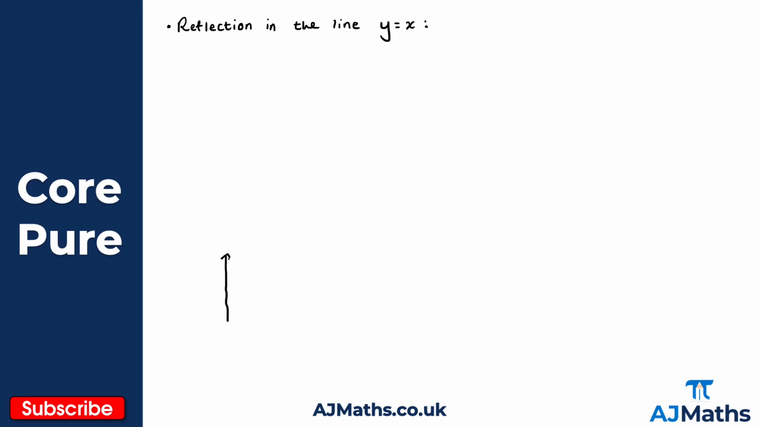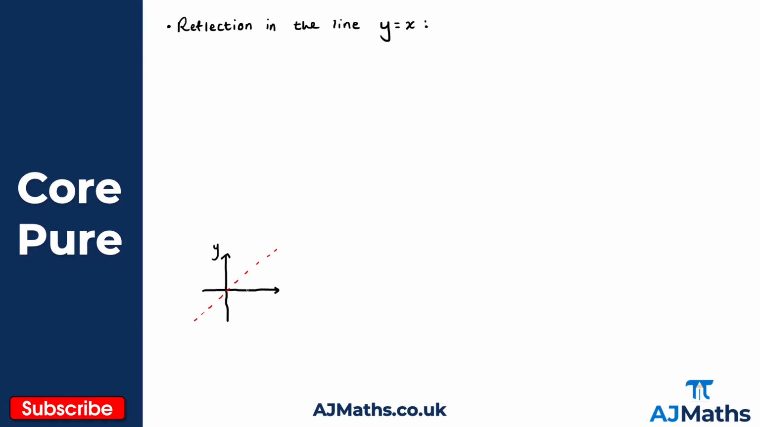So that's my y-axis here, and then we have our x-axis here. Now, because we're reflecting in the line y equals x, I need to sketch that line. If I do that in red, not going to be perfect, I'm doing it freehand, but it'll look, say, something like that. Okay, so that's the line y equals x.